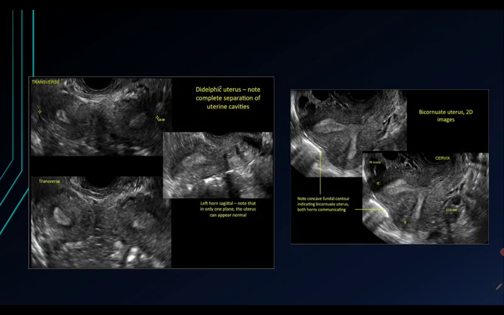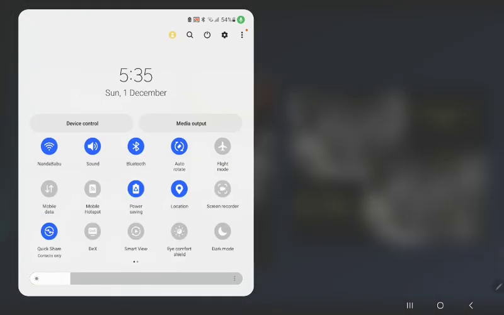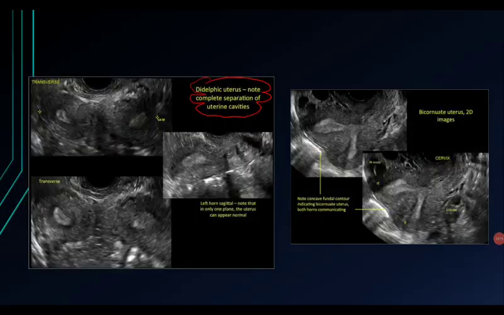You can see here the didelphic uterus, with complete separation of the uterine cavity. Here you can see the didelphic uterus very nicely. This is one uterine cavity and this is another. In the transverse plane you can see two totally separate uterine cavities in didelphys, but in the left-hand sagittal view, in only one plane the uterus can appear normal.